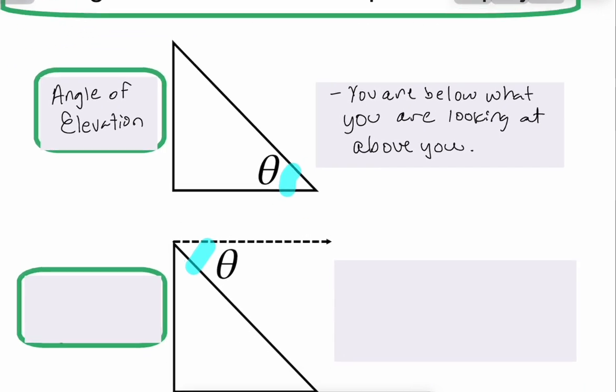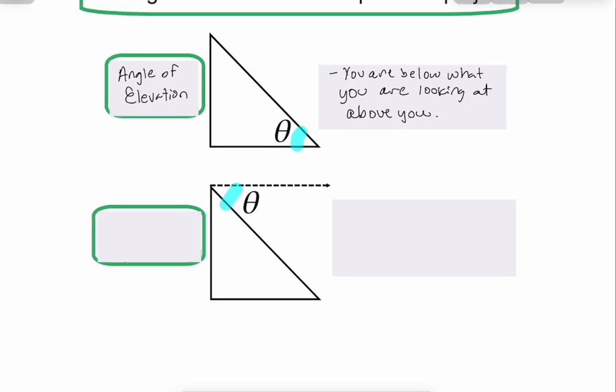So here you're standing below something, you're looking up. The angle you have to raise your head to see the top of the building, the top of the tree, a balloon in the sky, whatever, you're looking up to that thing. Now, the opposite is an angle of depression.